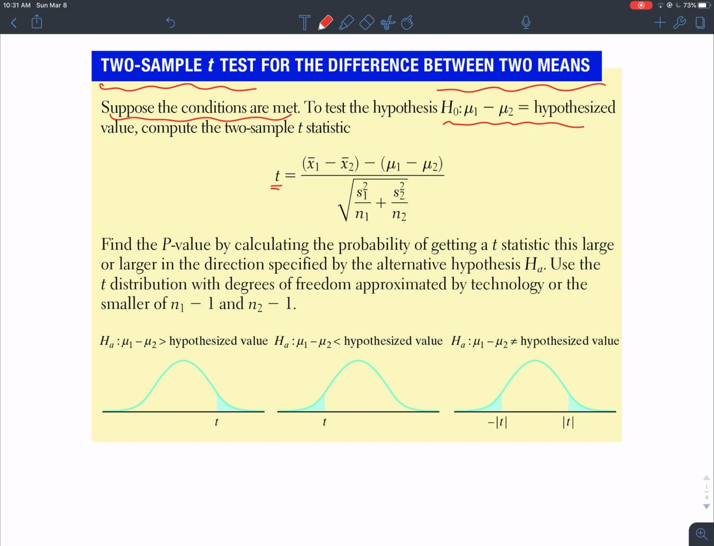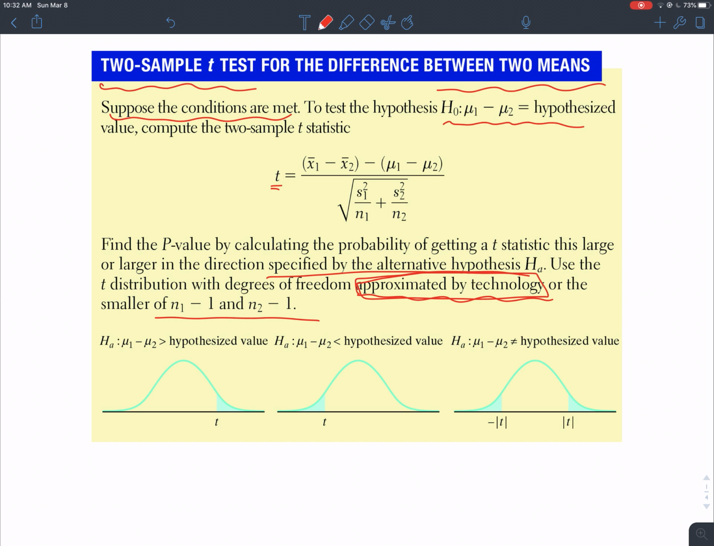And then find the probability of getting that t-statistic this large or larger in the direction of the specified alternative hypothesis. All right, same as all our hypothesis testing. Use a t-distribution with degrees of freedom approximated by technology. Or the smaller of these two. So whatever your sample sizes are, you take the smaller sample size minus 1, you can use that as your degrees of freedom, or technology.